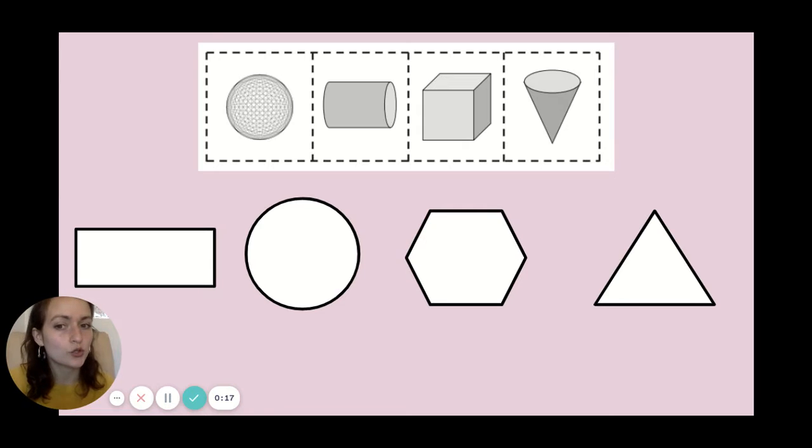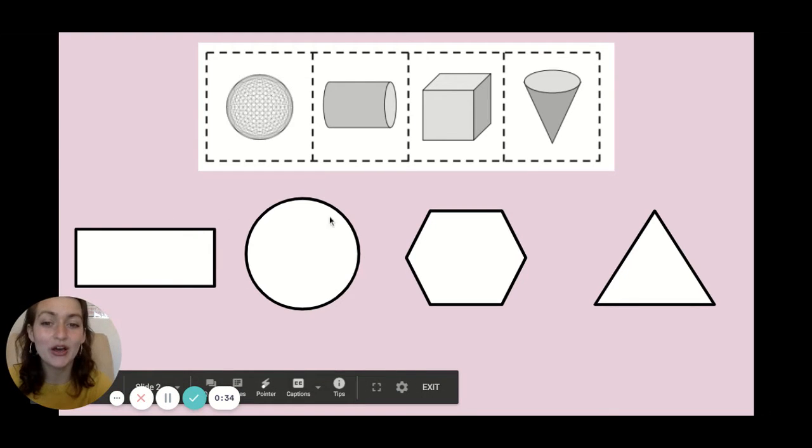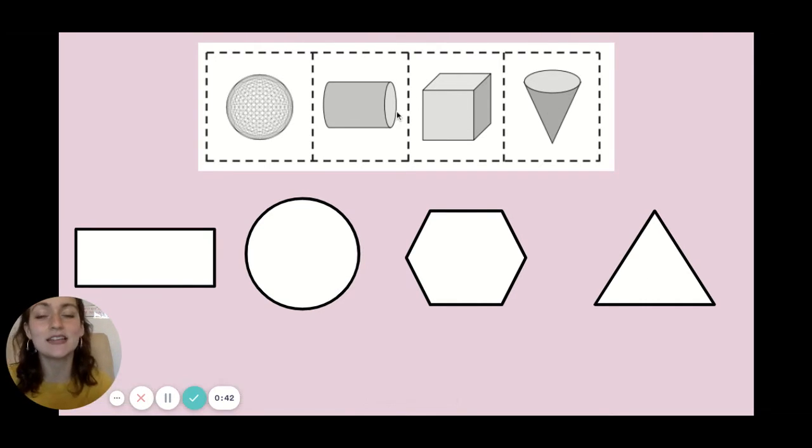So on this screen, we have a lot of different shapes. The shapes up top are all solids, and the shapes down below are all flat shapes. So we've been naming a lot of these shapes, and I'm going to review them really quickly. We have a rectangle, a circle, a hexagon, a triangle, a cone, a cube, a cylinder, and a sphere.